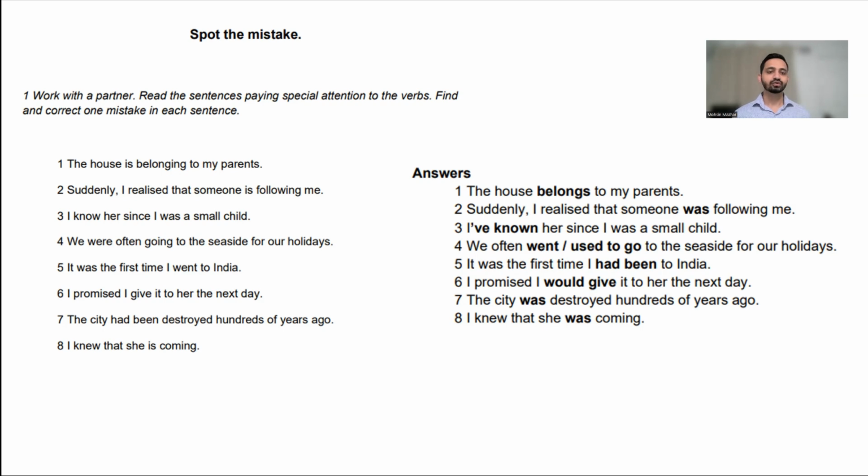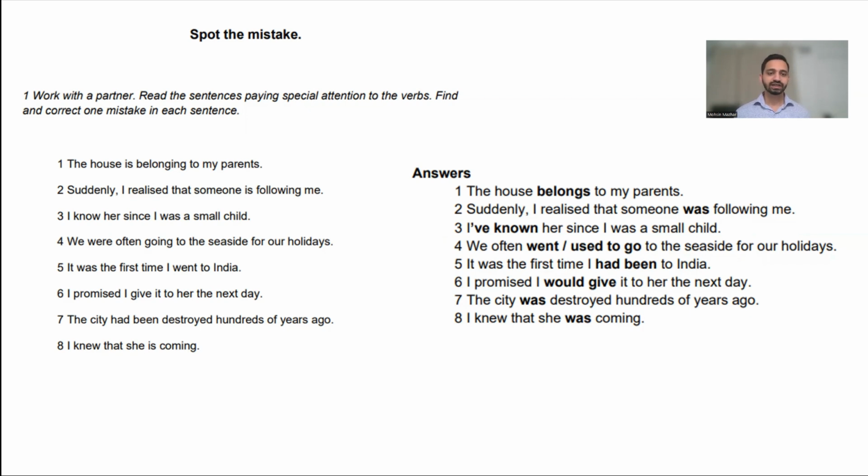We were often going to seaside for holidays. We often went, right? It's talking about the past. So we often went or used to. It's a habitual thing in the past. To explain habits in the past, you use used to go, right? So we often used to go or we often went to the seaside for holidays.